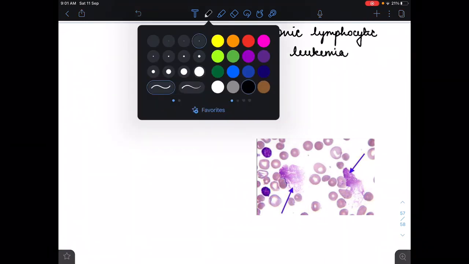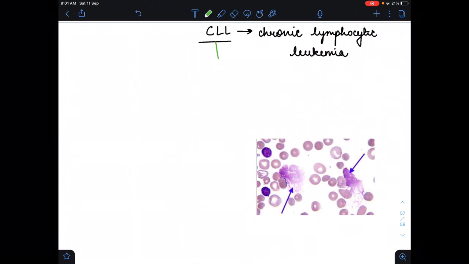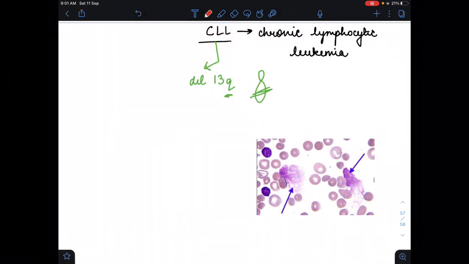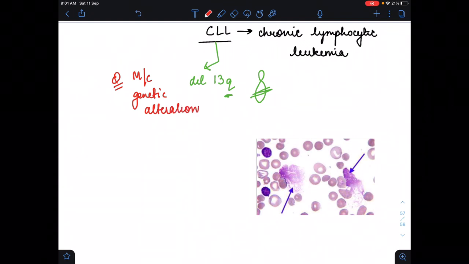So as we all know from medicine, the most common genetic alteration in CLL is deletion of 13q. Q means the long arm. So here the deletion of 13q is the most common genetic alteration. Please remember this question, that the most common genetic alteration in CLL is deletion of 13q.